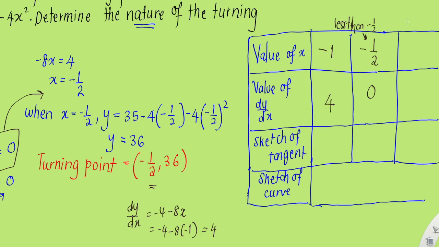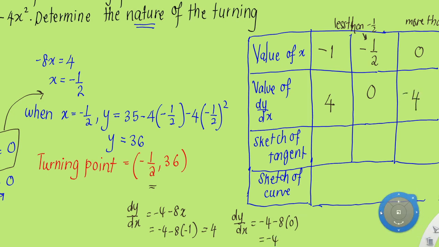Now choose a value that is more than negative 1 over 2. Any value. So I can choose 0. Now substitute 0 inside dy dx. dy dx equals negative 4 minus 8 times 0. So I get negative 4. So here the value is negative 4.